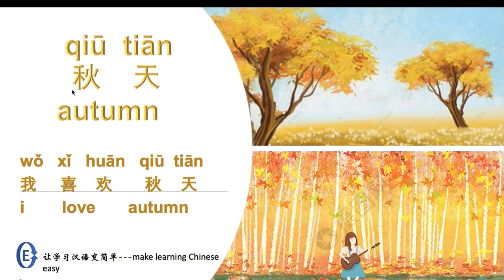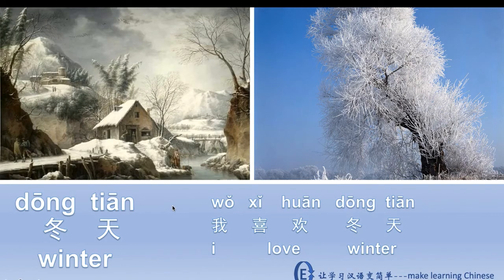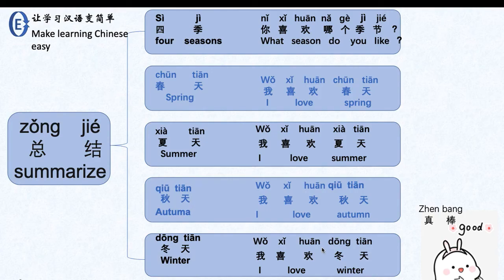Now, next one. Autumn. 秋天. 我喜欢秋天. Yes, very good. I love autumn. Okay, the last one. 冬天, winter. 我喜欢冬天. That means I love winter.